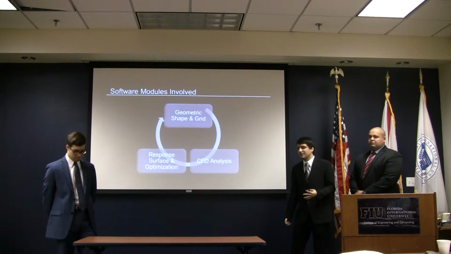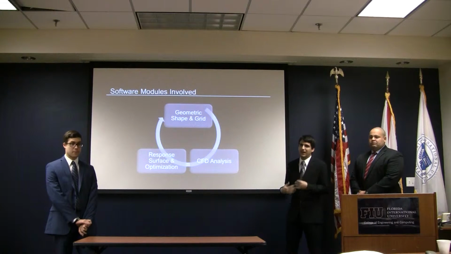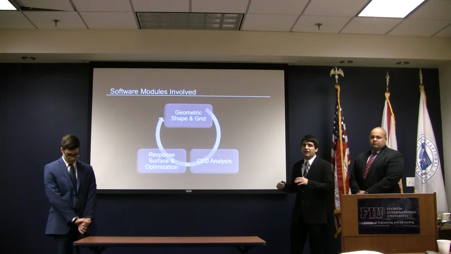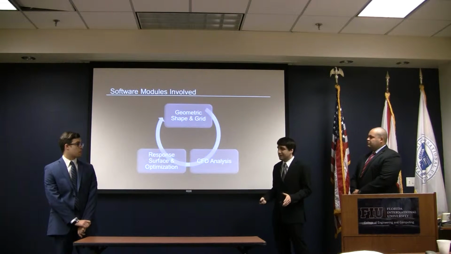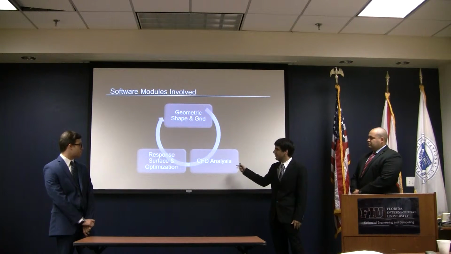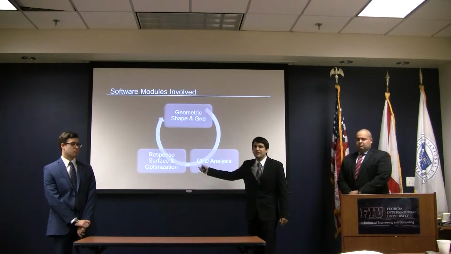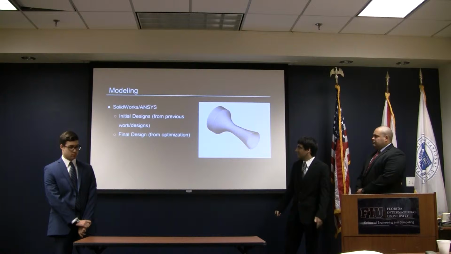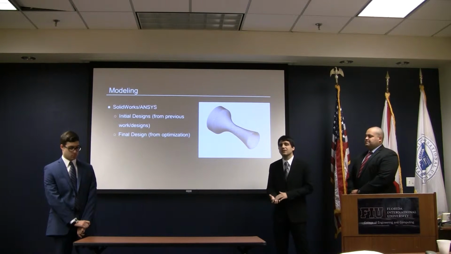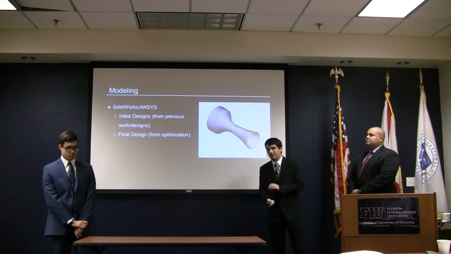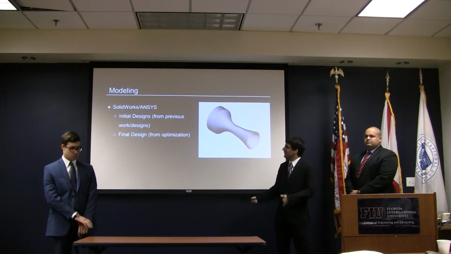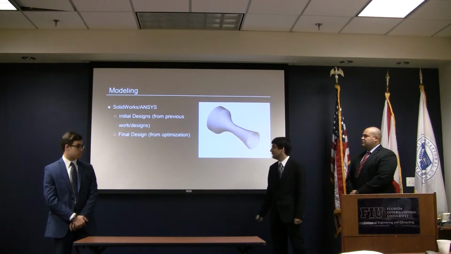For our software, since there are a lot of parameters we're going to be analyzing, we're going to be using multiple software packages. We're going to design our shapes and meshes, run CFD analysis, and then run it through optimization. For our modeling, we're going to be using SolidWorks and ANSYS. We're going to use initial designs from previous works if we can find them. And then we run the optimization and obtain a final design from the optimization.